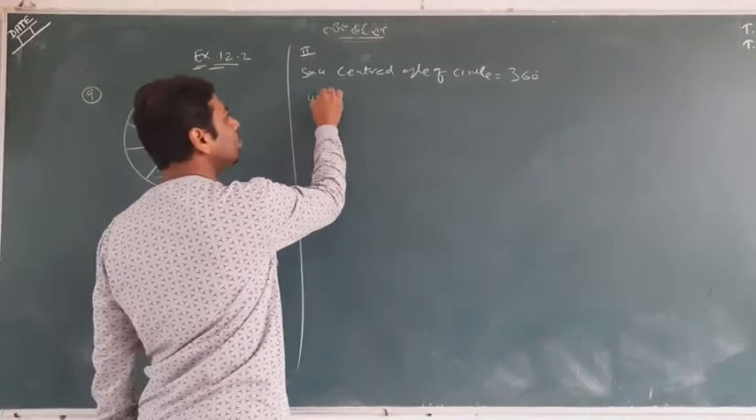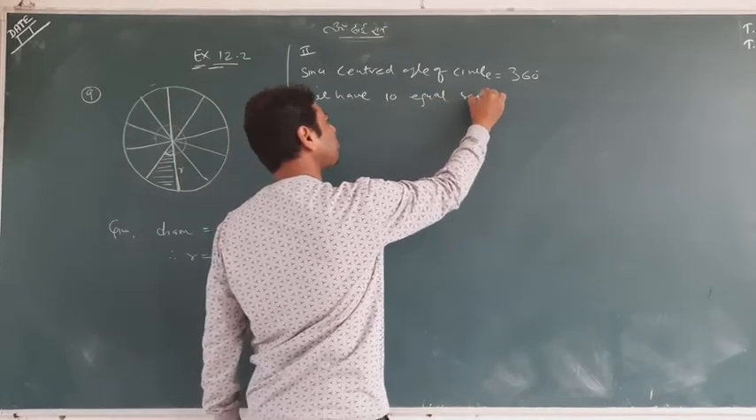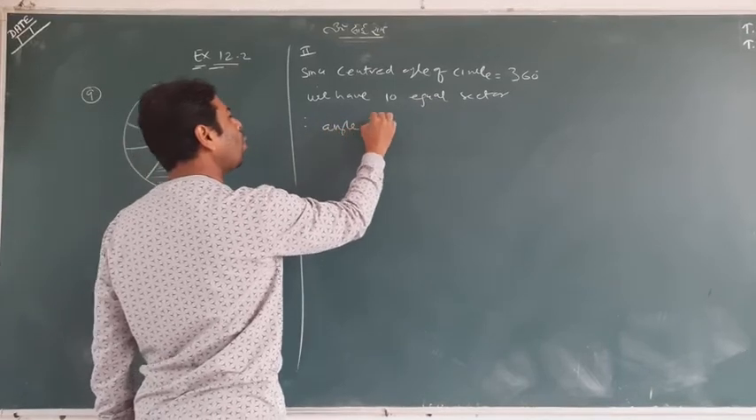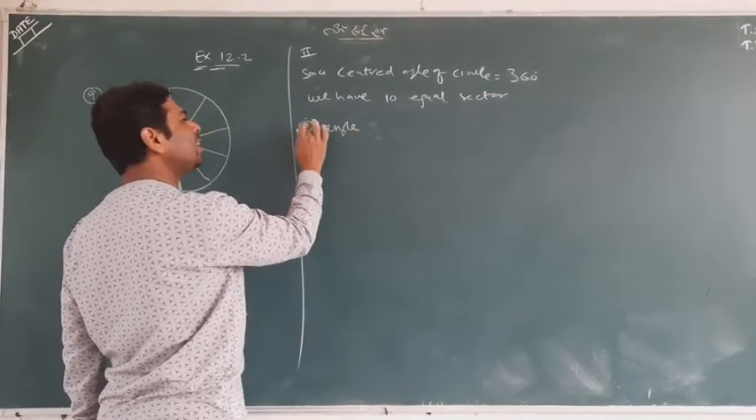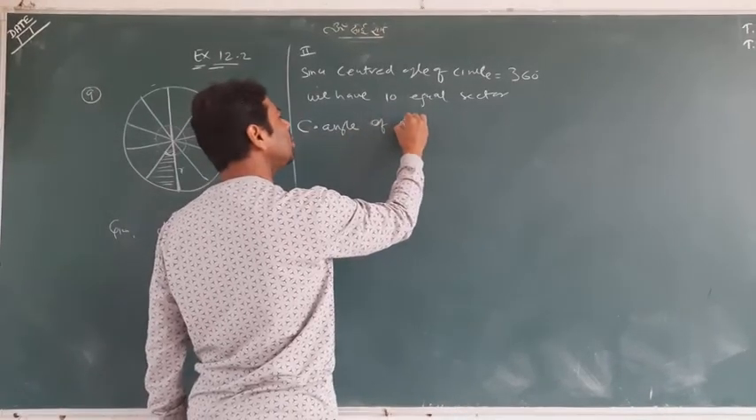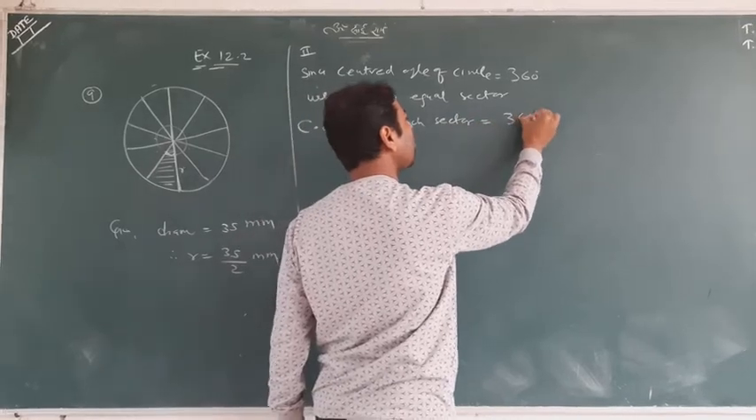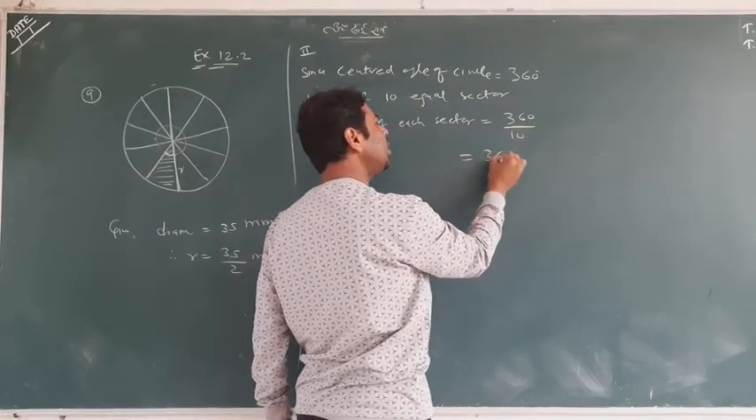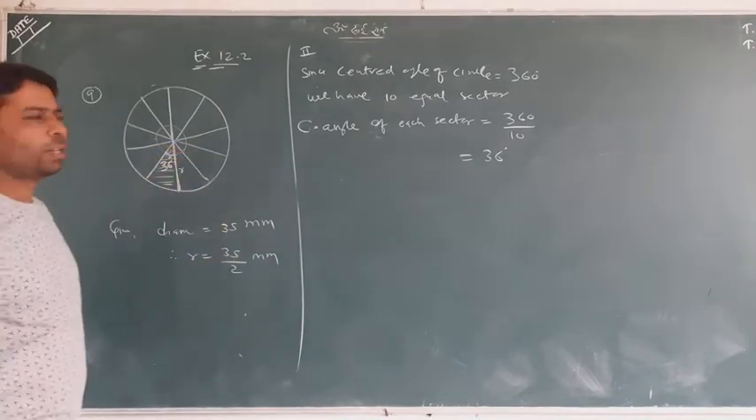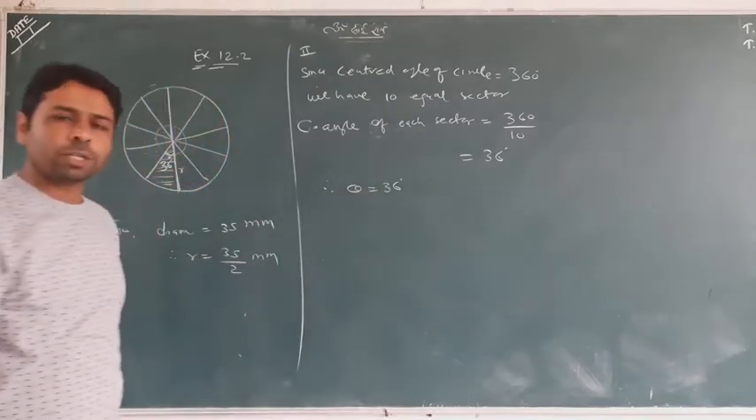the central angle of each sector will be 360 upon 10, which is 36 degrees. This angle is none other than 36 degrees, so I'll write theta equal to 36.